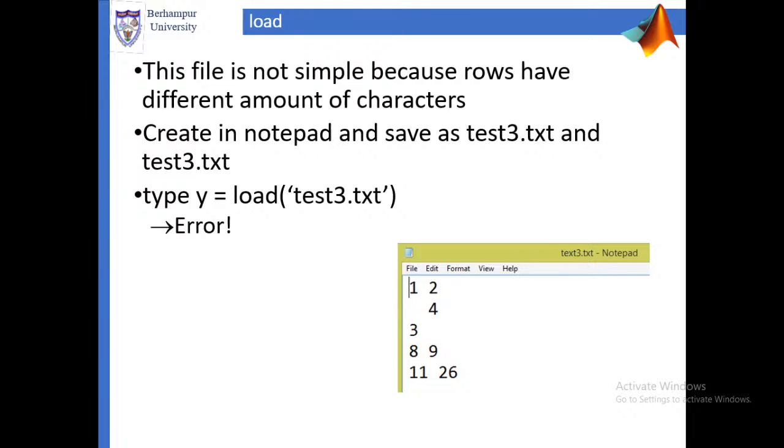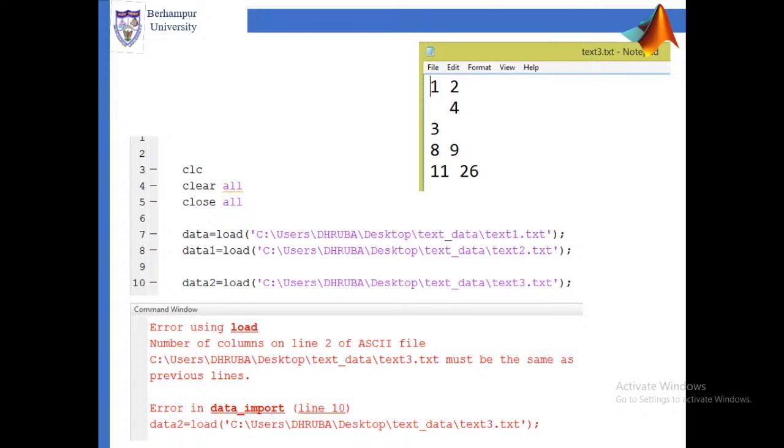If I go to the MATLAB window, the same file is shown in the top right corner, and we are writing the program: clc, clear all, close all. Then data is the same as the previous case, data1 is the same as the previous case. Now we are having data2. Data2 is equal to load test3.txt. Now the moment we run this, at that moment we will find the error.